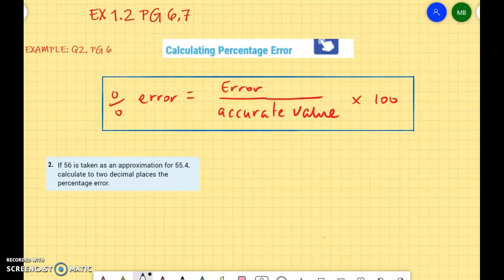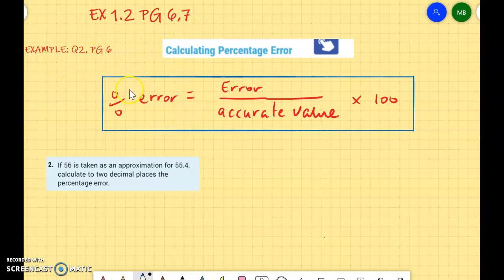Okay, so now we're going to look at calculating percentage error. So percentage error is if you were to estimate a value, for example the length of a room, and then you took out your measuring tape and you measured it correctly, so you would actually find out how much you were out, or what was your percentage error in your approximation.